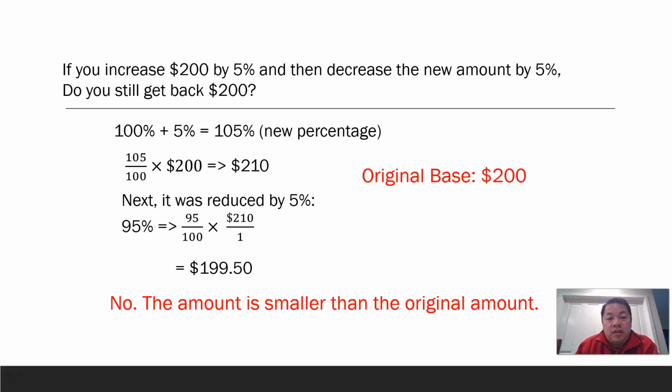So this question tells us a lot about your understanding of base. You see the original base was $200. But after the increase of 5%, the new base is $210. And because we need to find the decrease of the new amount, that's why we find 95% of the new base, which is $210. This is an important concept that you need to grasp. There is also another similar question in the practice exercise.